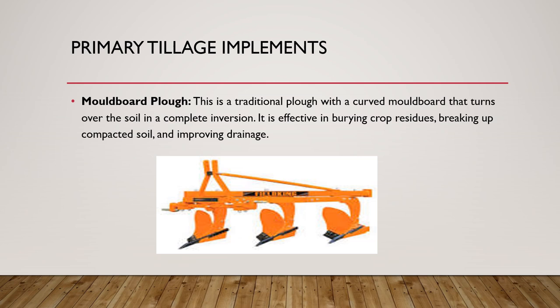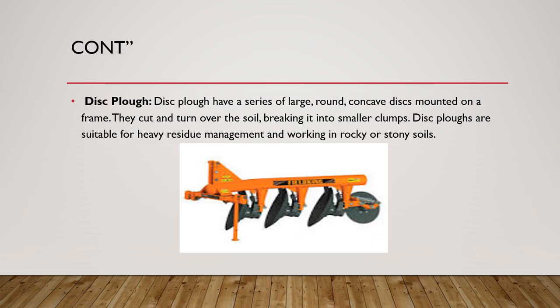We have the primary tillage implements. These are implements used in primary tillage. The first one is the moldboard plow. This is a traditional plow with a curved moldboard that turns over the soil in a complete inversion. It is effective in burying crop residue, breaking up compacted soil, and improving drainage. This is the picture of the moldboard plow.